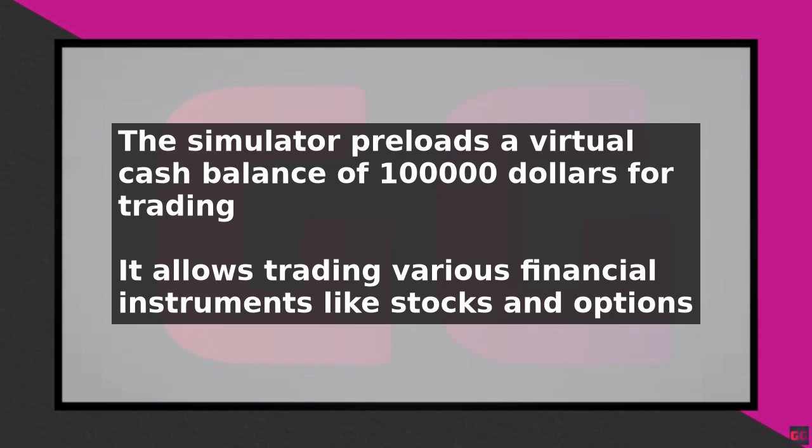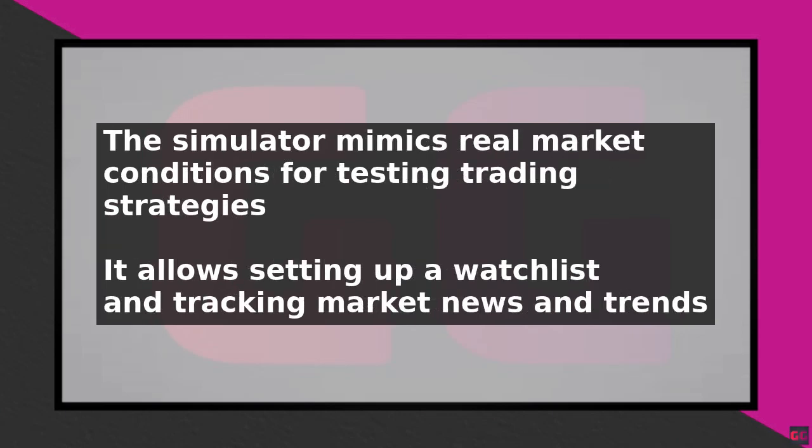make informed trading decisions. To place a trade, navigate to the trade section and select the instrument you want to trade. Enter the quantity and price, and choose the order type, such as market or limit order. You can also set stop loss and take profit levels to manage your risk.